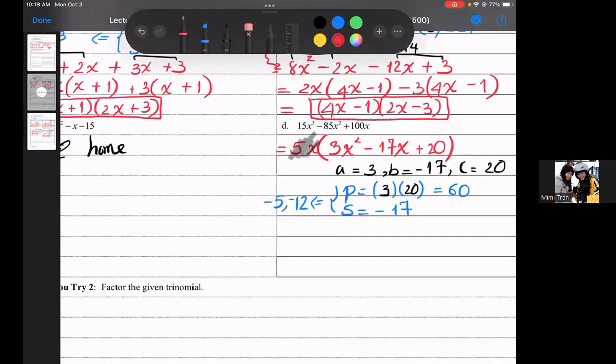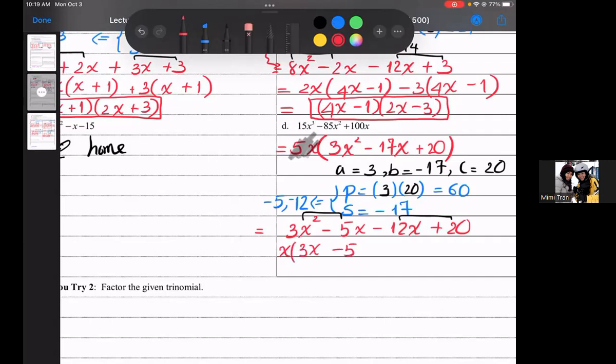Okay, so again, I'm gonna ignore the 5x, so I'm gonna rewrite the thing inside parentheses, 3x squared. Now instead of negative 17x, it'll be minus 5x minus 12x plus 20. Group factoring. What should I factor out of the first group? Somebody who hasn't talked yet. The first group, 3x squared minus 5x. X, very good, thank you. What's left over is 3x minus 5.